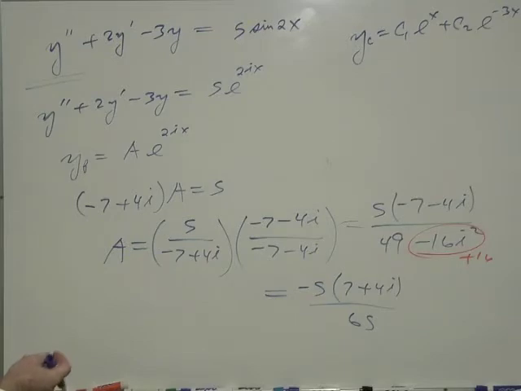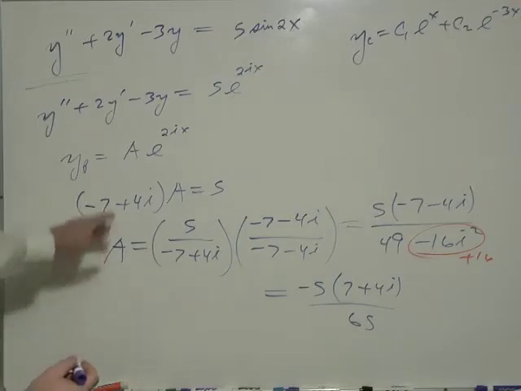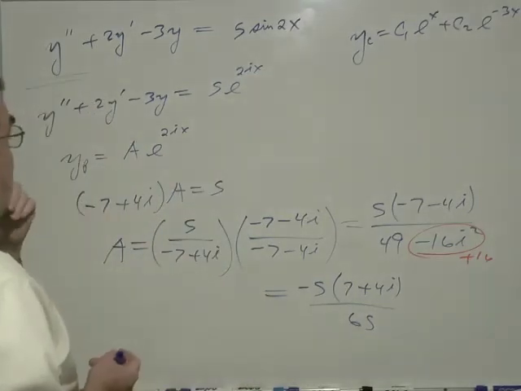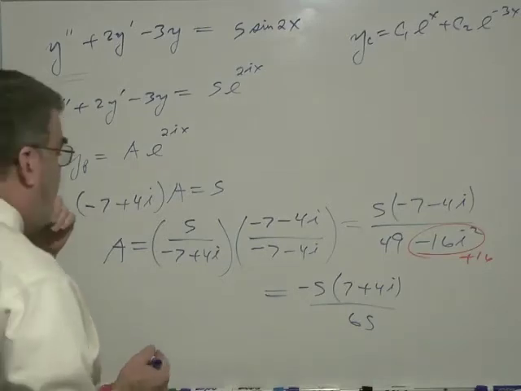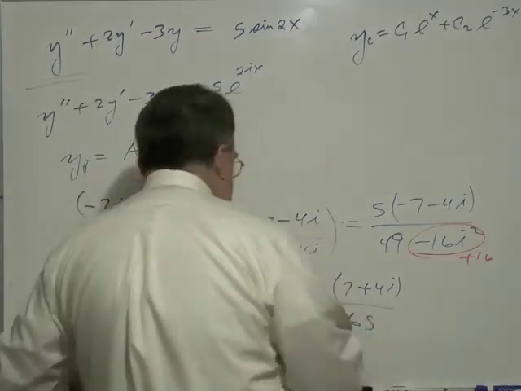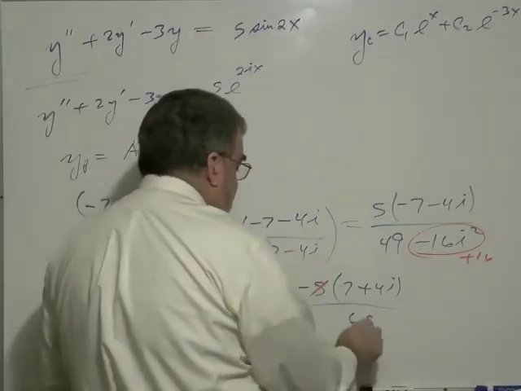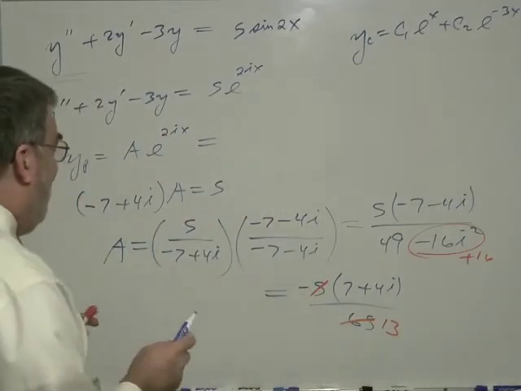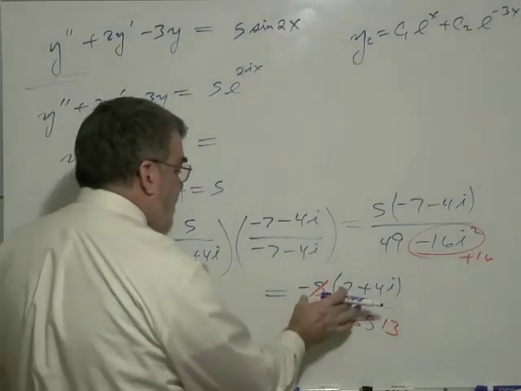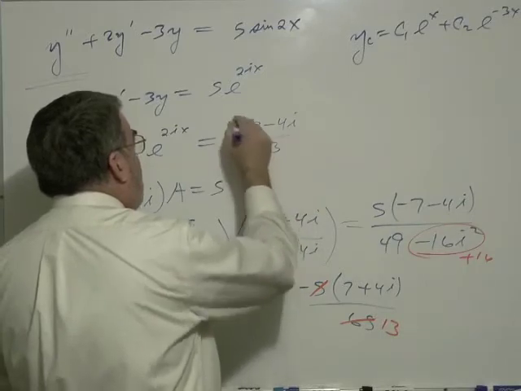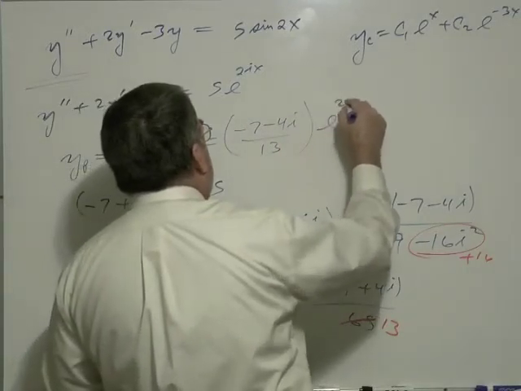Now then, what are we going to do with that? Well, that means my particular solution is a, this number, times e to the 2ix. Oh, I'm sorry, the 5 and 65 cancel, leaving a 13, so that's even better news. So let's write it as minus 7 minus 4i over 13, parentheses e to the 2ix.